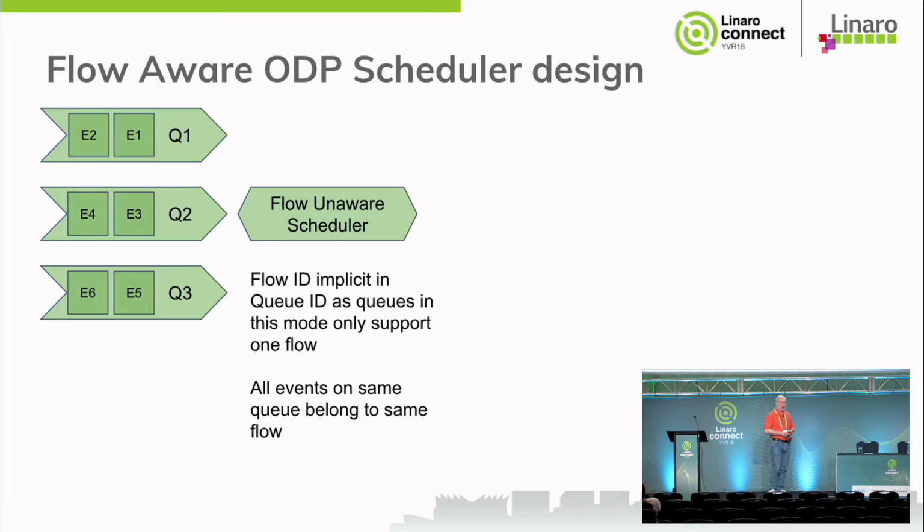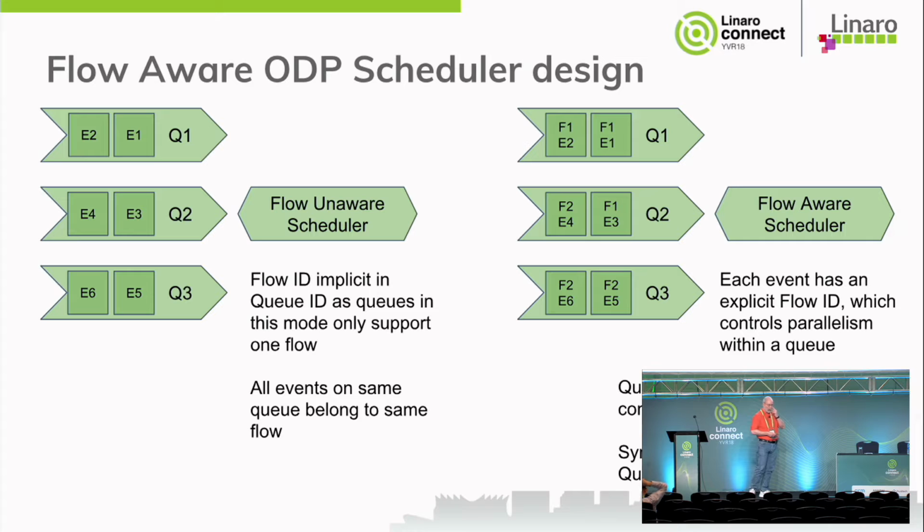Here we have a view of what we would call the flow unaware scheduler, which is the default mode of operation for the scheduler. We have 3 queues with 2 events each, events 1 through 6. When we're operating in flow unaware mode, the flow ID is implicit in the queue ID. So essentially, the fact that you're on Q1 means you're part of flow Q1, if you're on Q2, et cetera. So all events in the same queue belong to the same flow.